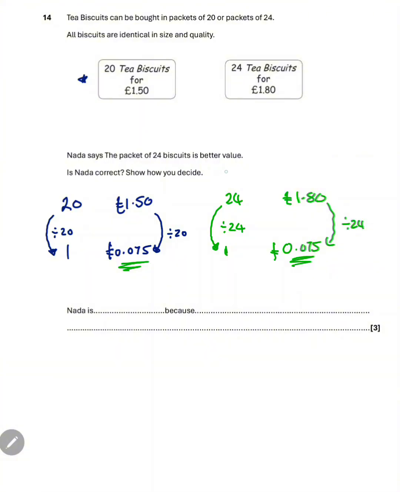My mate Nada says the packet of 24 biscuits is best. Is she correct? No, they never correct these people. Why? Well, your working above shows that they're the same value. It's the same cost per biscuit, so they're exactly the same price.